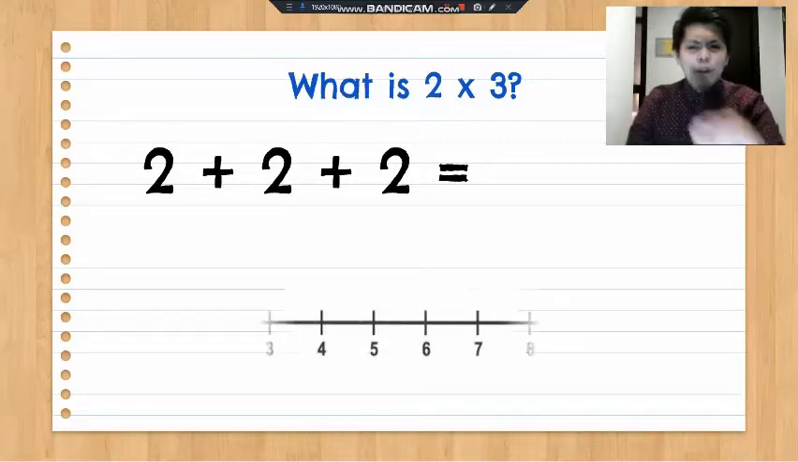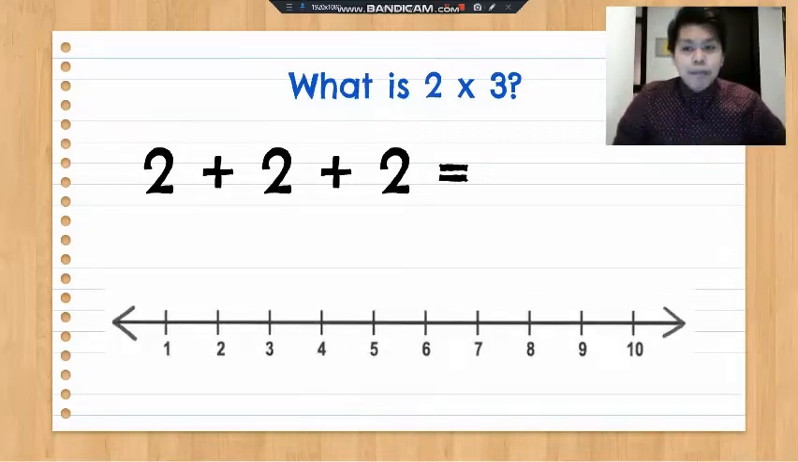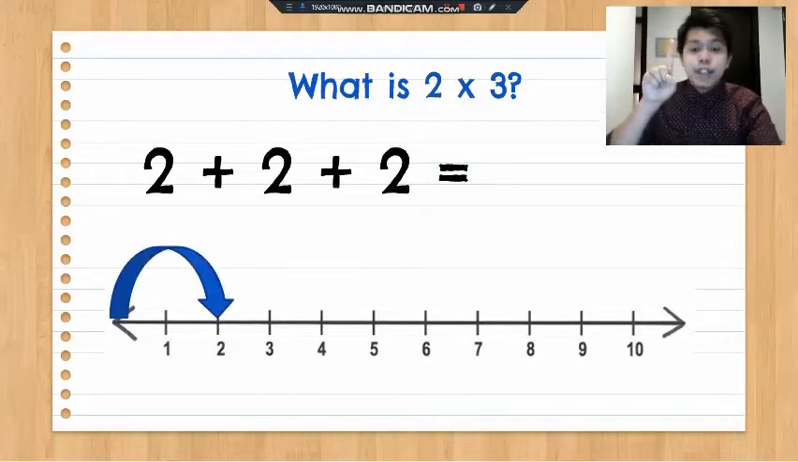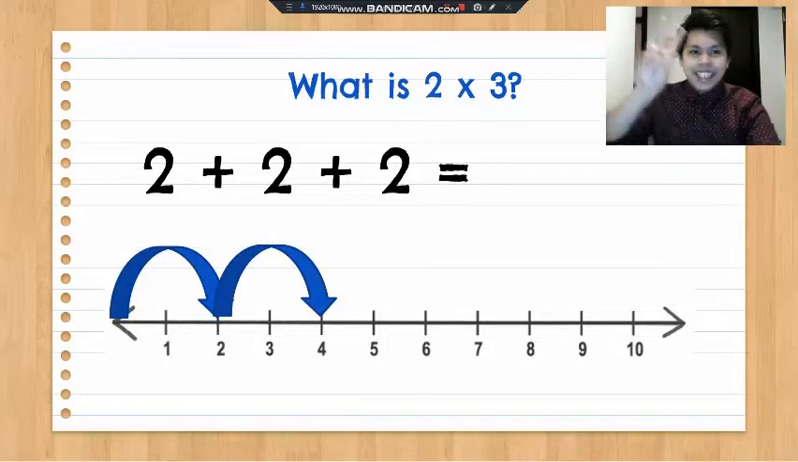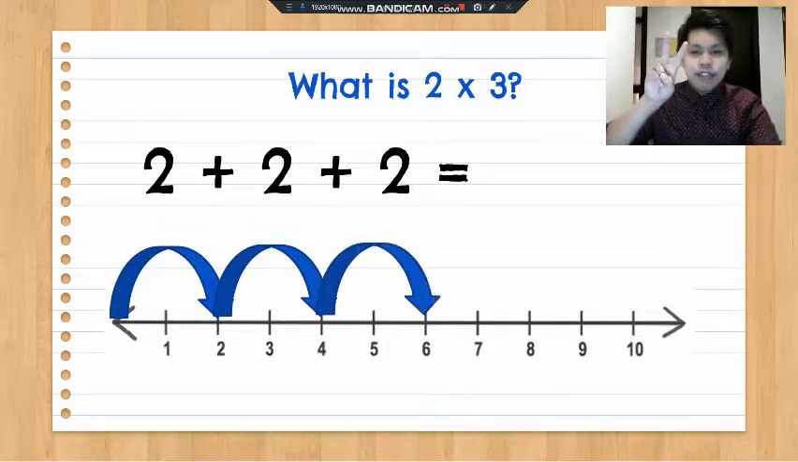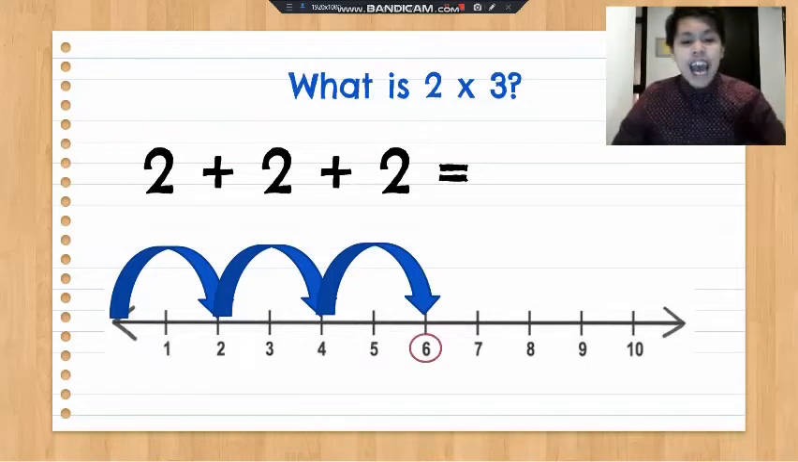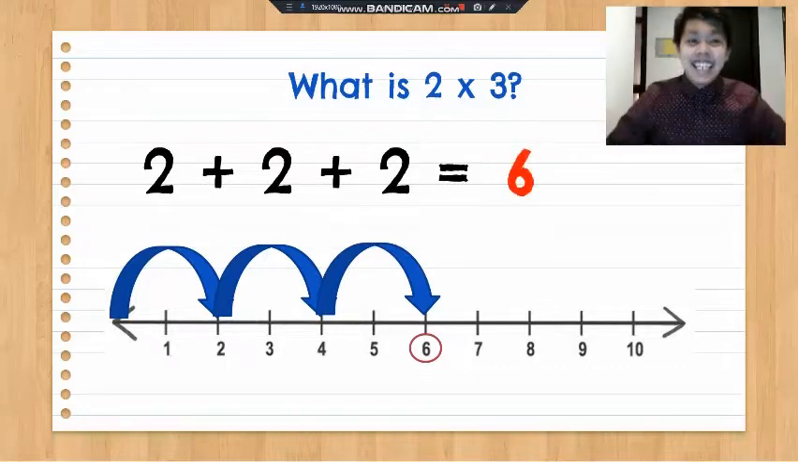Okay, now how are we going to use the number line? You just have to count 2 steps 3 times. So here we go. Let's try to count. 1, 2, that's first. 3, 4, that's second. 5, 6, that's third. Where did we end up? At 6. Our answer in 2 times 3 or 2 plus 2 plus 2 is 6. That is how you use the number line.